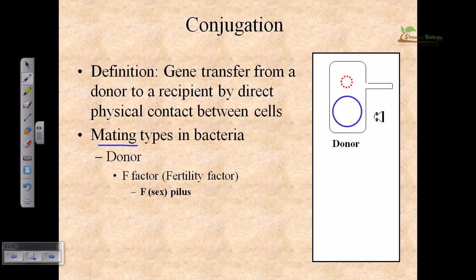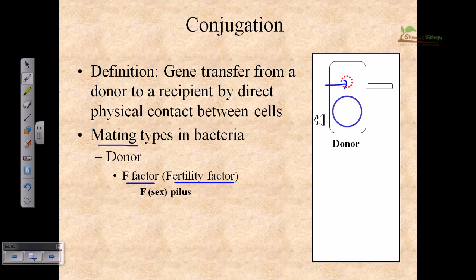Now if you think about the donor cell, a donor cell must have something before the conjugation process, and that is called the F factor or fertility factor. What we mean by this fertility factor is denoted here. This is the fertility factor.